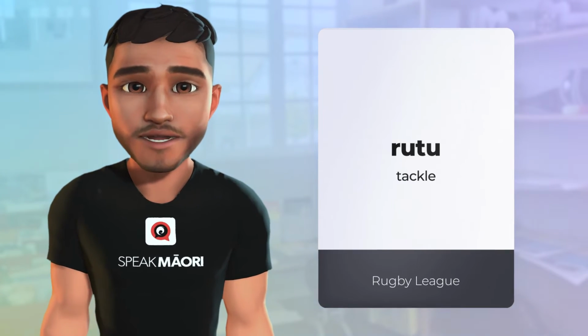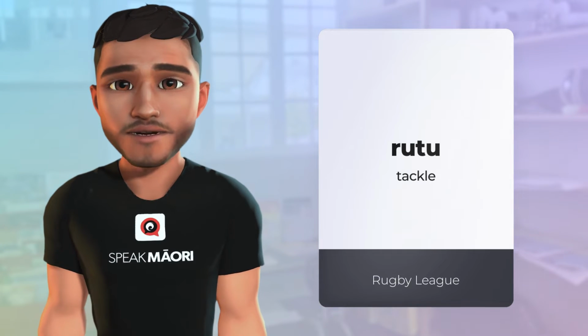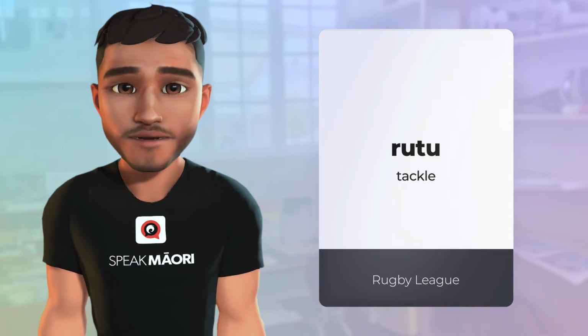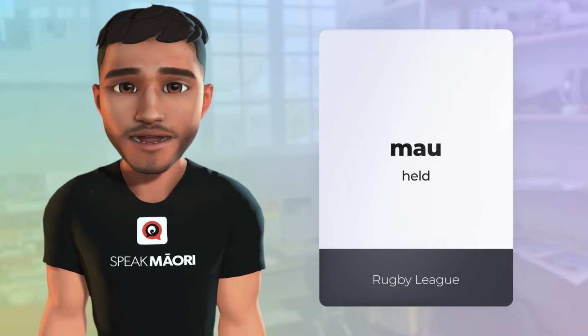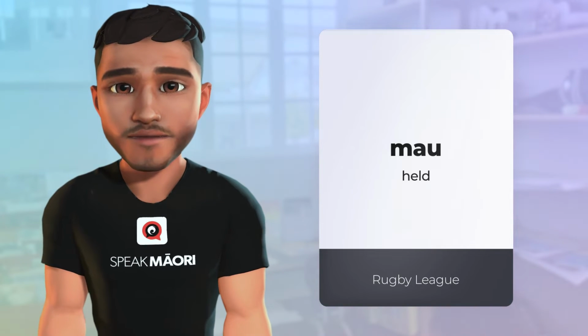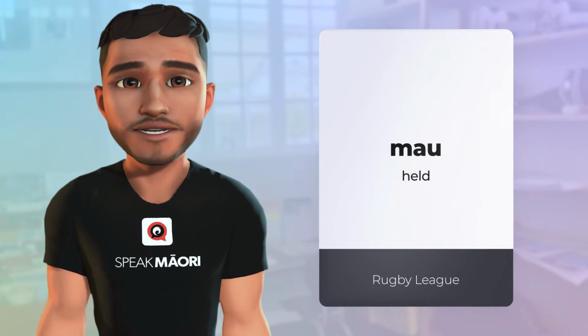The next term is tackle. This is not my favourite thing to do, but it's an important part of the game. Tackle is rutu. Once someone is held, the ref will call mo, held. That's when the defensive players have to retreat.